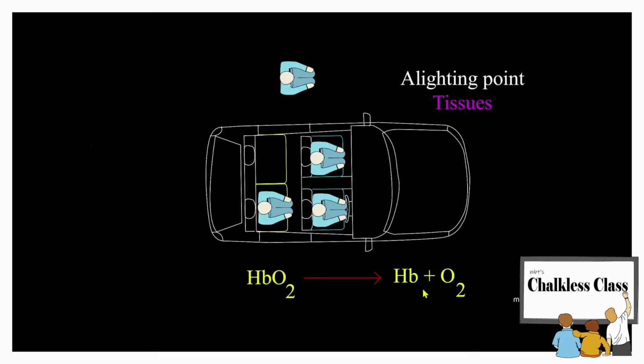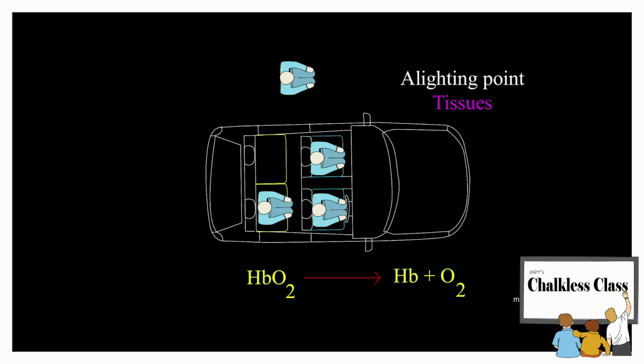Dissociation of oxyhemoglobin is taking place. Oxyhemoglobin is breaking up and forming hemoglobin and oxygen. Now we call this hemoglobin deoxygenated hemoglobin, and that blood is called deoxygenated blood. Though it is called deoxygenated blood, it contains oxygen.